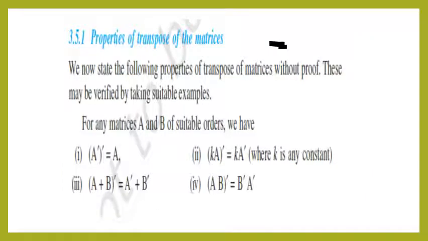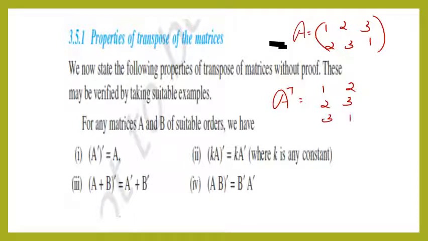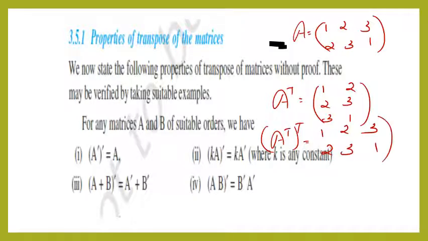Next one. Transpose of a matrix. Now again, suppose you write A is equal to rows 1, 2, 3 and 2, 3, 1. What is A transpose? 1, 2, 2, 3, 3, 1. What is again the transpose of A transpose, the whole transpose? 1, 2, 3, 2, 3, 1. So what is it? Same game.